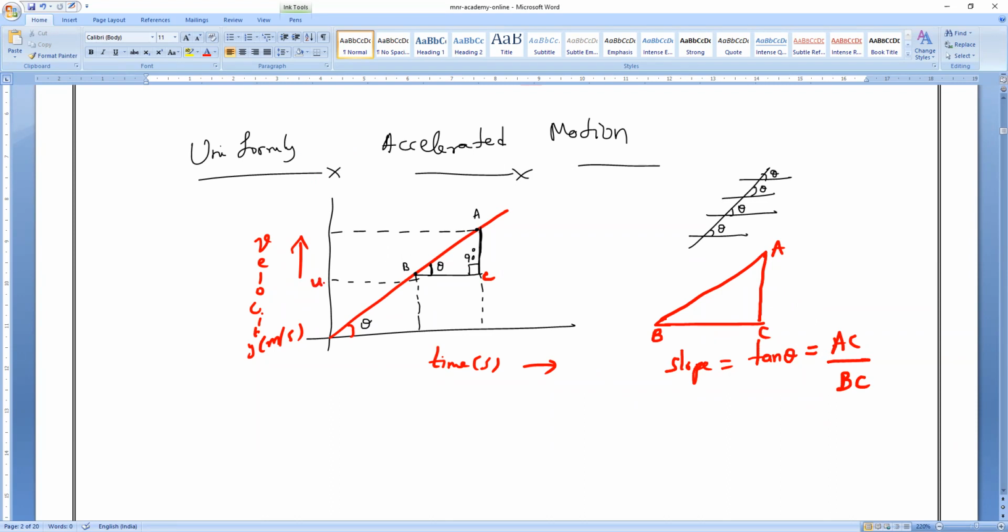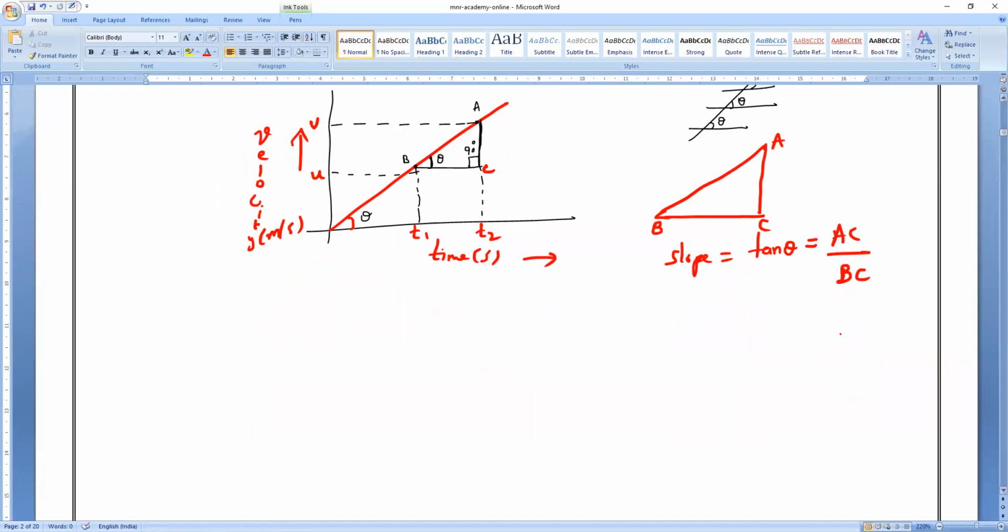We know the initial velocity is U, the final velocity is V, and the initial time is T1 and the final time is T2. So now tell me, slope is equal to tan theta is equal to what can we say? AC means what? AC means final velocity minus initial velocity. In the same way, BC means T2 minus T1. So tan theta is equal to final velocity minus initial velocity divided by final time minus initial time.